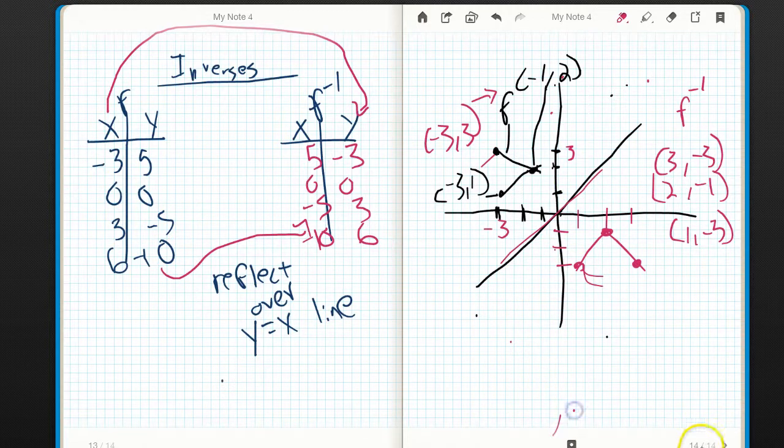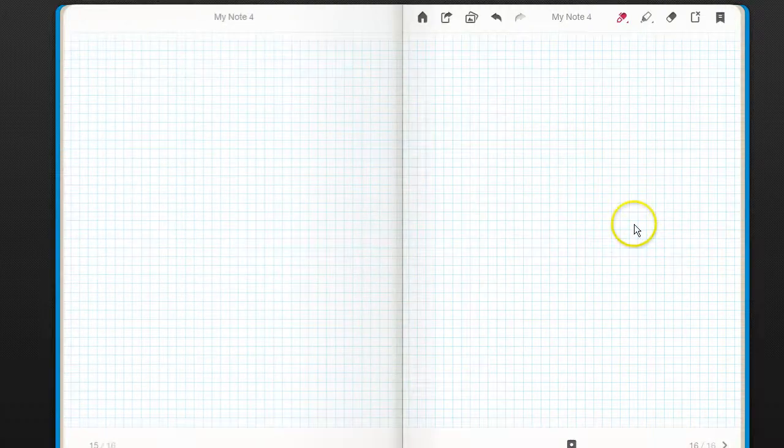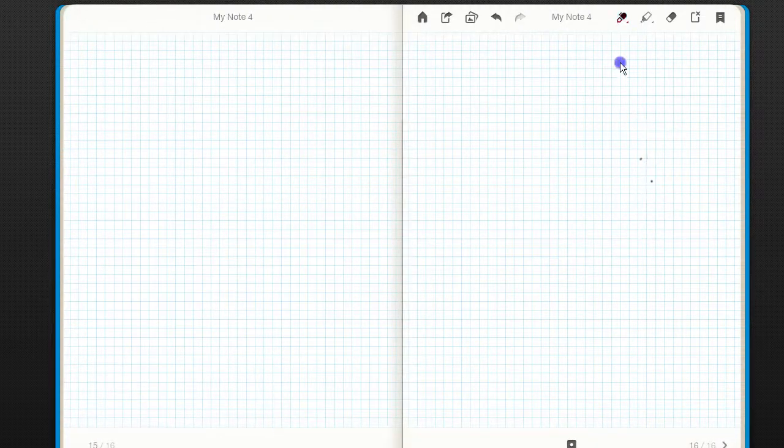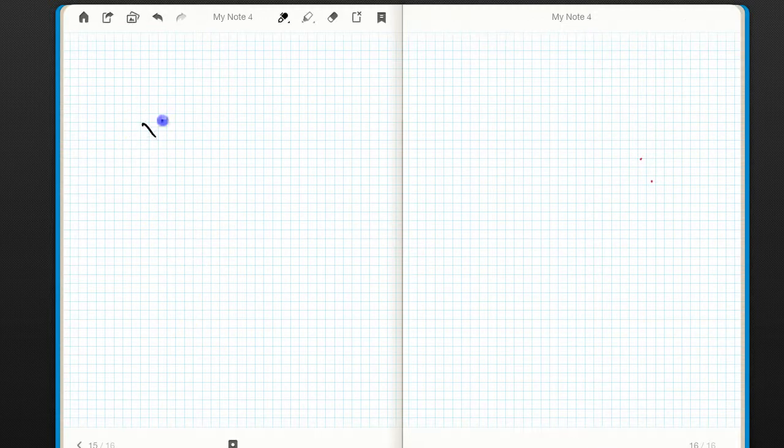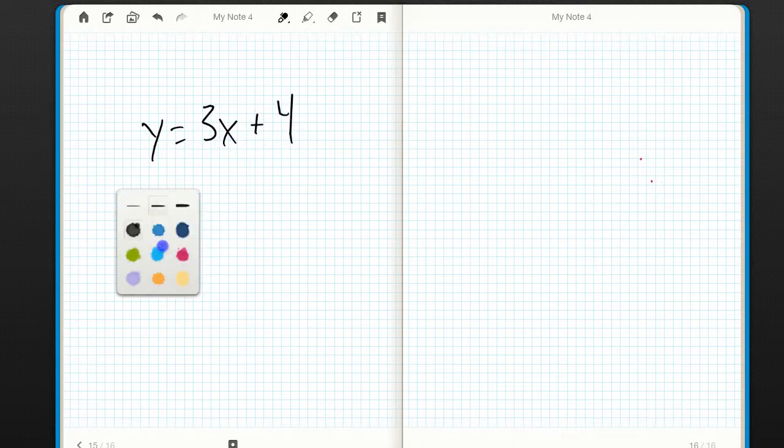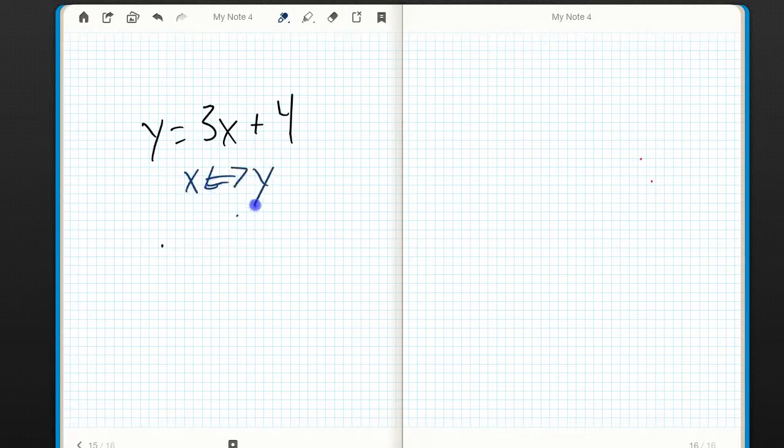Okay, everything switches. So now, we're finding the inverse of equations, right? So if you are given an equation, let's say y is equal to 3x plus 4. Okay, the fastest way, the algebraic way, is you have to switch your x and y's. Just like we switch our points, x and y's, we're going to switch our letters here, our variables, as well. So then this becomes x is equal to 3y plus 4. Okay, once you do this, all you have to do is solve for y.